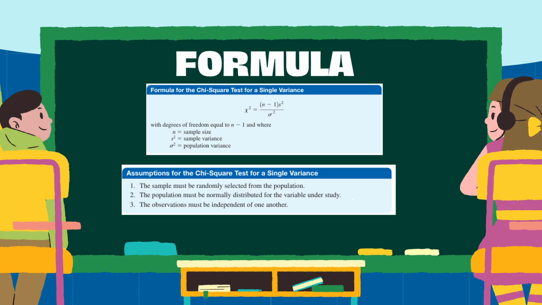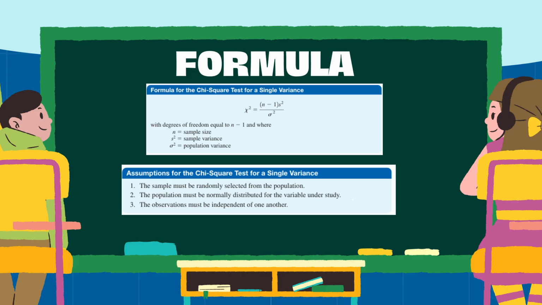Okay. So the formula for the chi-square test for a single variance is chi-square equal to n minus 1 times the sample variance s squared over the population variance sigma squared, with degrees of freedom equal to n minus 1, where n is the sample size, s squared is the sample variance, and sigma squared is the population variance.